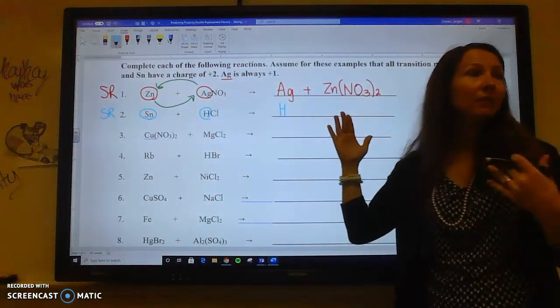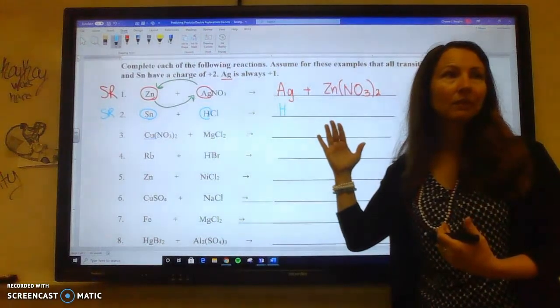Does this blue even show up back there? Kind of hard to see.